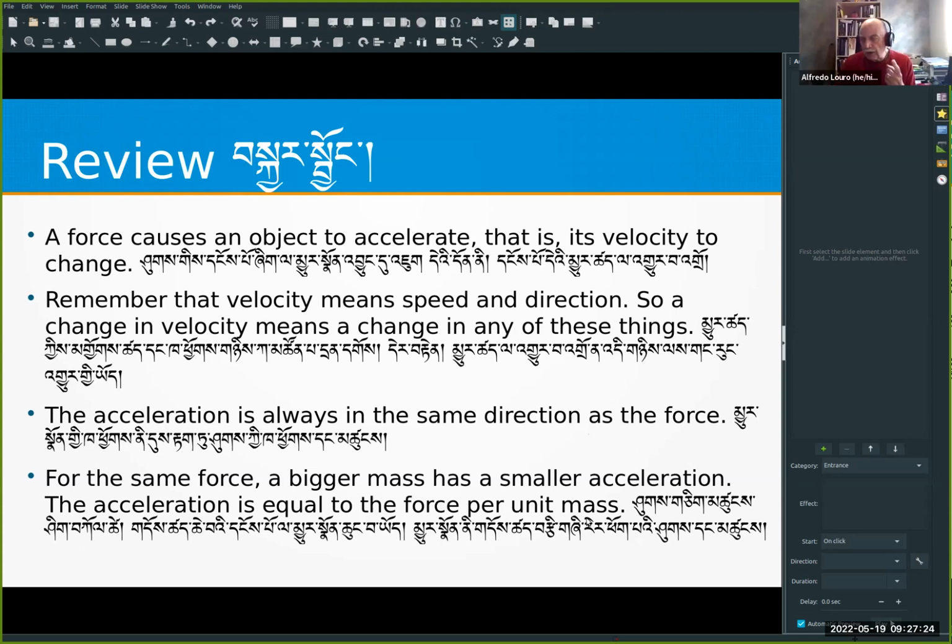Yeah, a force of 1 Newton is actually very small. It would be the force of gravity on something that is about 100 grams. That would be 1 Newton.